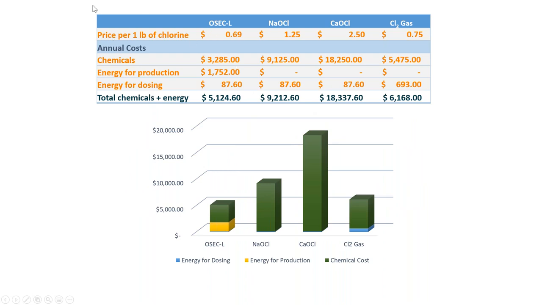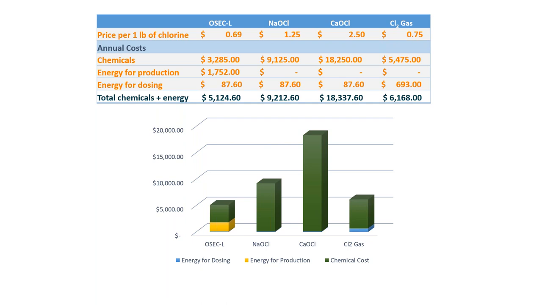So this is a study done by Iwakua to compare the cost of sodium hypochlorite generated through our OSEC system versus commercial sodium hypochlorite, calcium hypochlorite, and chlorine gas. Based on our study, our findings are that OSEC L, which is sodium hypochlorite generated through our system, is actually cheaper than buying commercial sodium hypochlorite in bulk, or calcium hypochlorite, or chlorine gas as well.